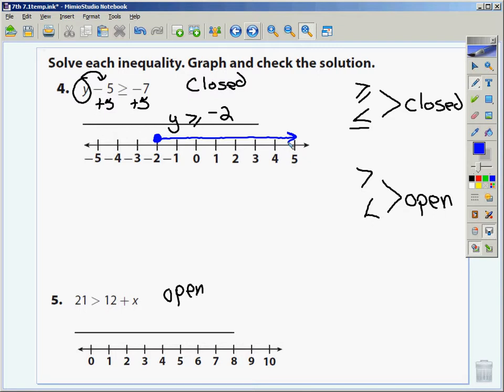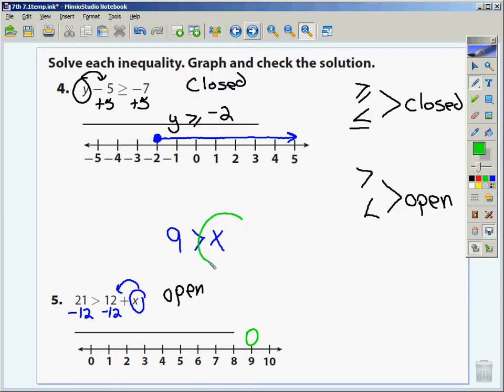And number 5. I want to get what by itself? Variable. How would I get rid of the 12? I've got to subtract it from both sides. When I do that, it's going to say 9 is greater than x. So the first thing I'm going to do is find 9, and I'm going to put an open circle on it. Then I'm going to determine which way I'm going to go. We want to be careful.